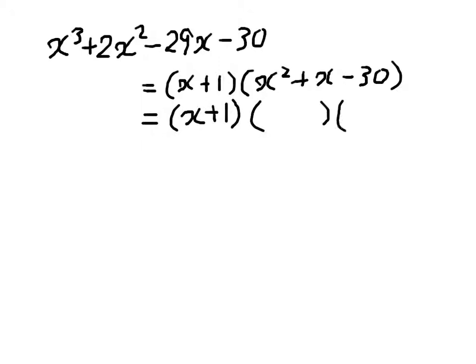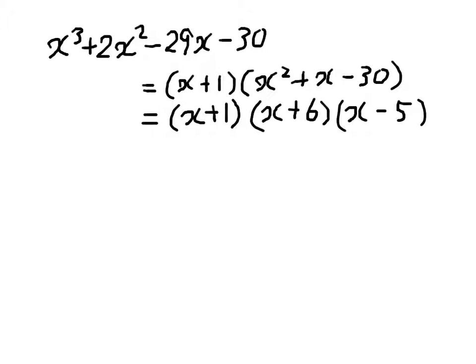Next one, you can just write x and x. And two numbers multiplied together make minus 30. So I can say that's either minus 6 times 5 or 6 times minus 5. But I want plus 1 when you add them together. So that must be plus 6 and minus 5.